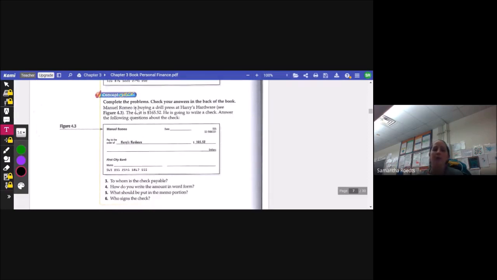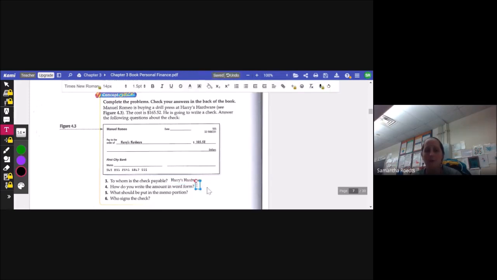For this one, we want to complete the problems and then check our answers. So Manuel Romeo is buying a drill press at Harry's Hardware. See figure 4.3. The cost is $165.52. He's going to write a check. Answer the following questions about the check. For number 3, to whom is the check payable? So who are they making the check out to? They're making the check out to Harry's Hardware.